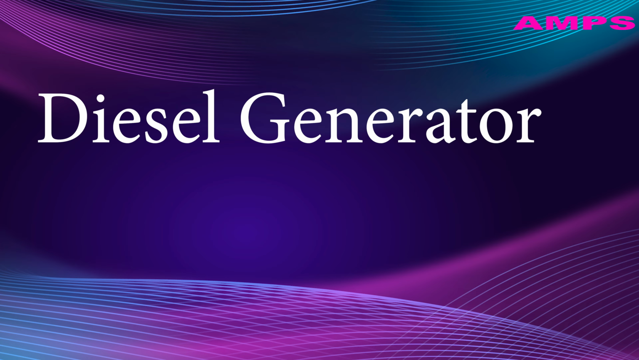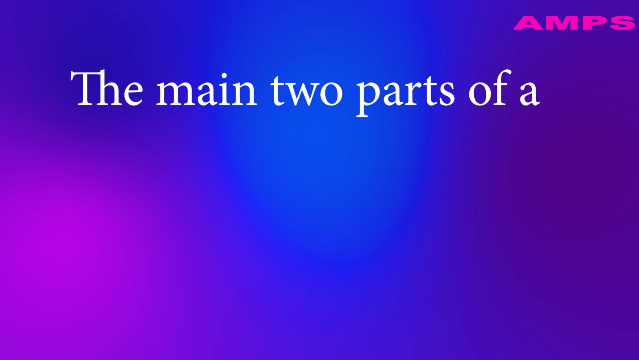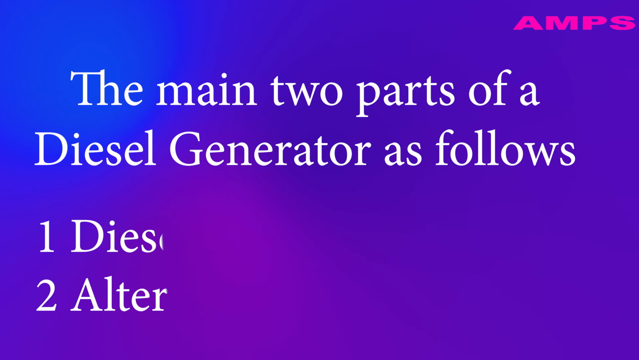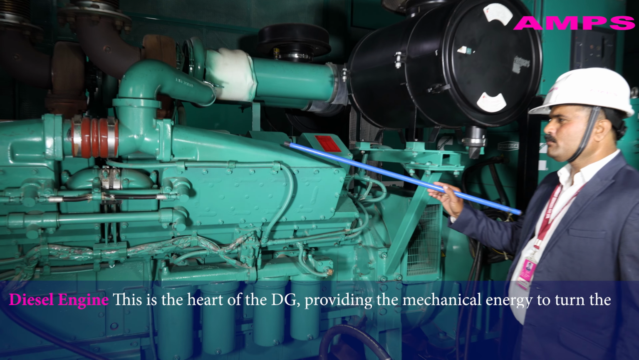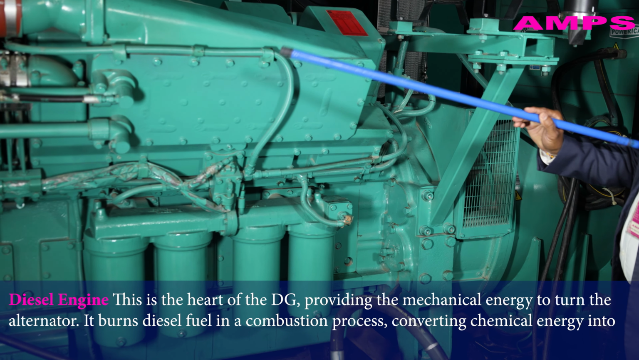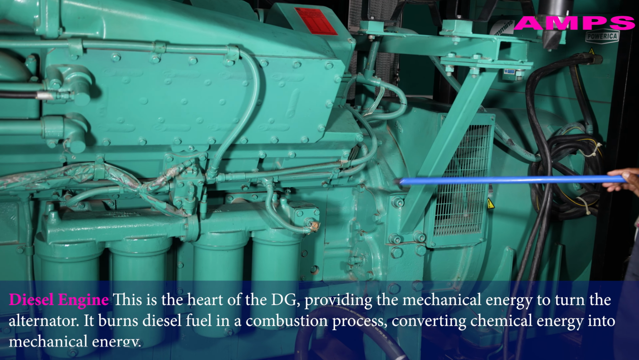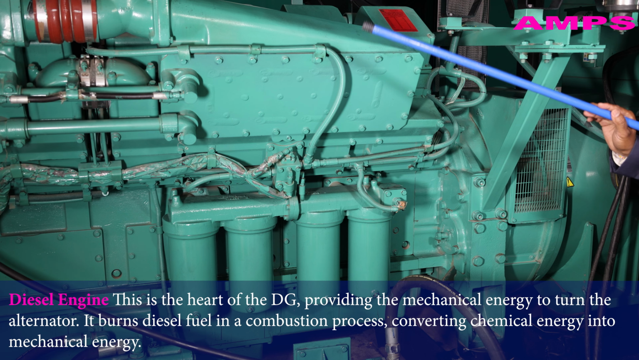Diesel generator beginner training. The main two parts of a diesel generator are as follows: 1, diesel engine; 2, alternator. Diesel engine: this is the heart of the DG, providing the mechanical energy to turn the alternator. It burns diesel fuel in a combustion process, converting chemical energy into mechanical energy.